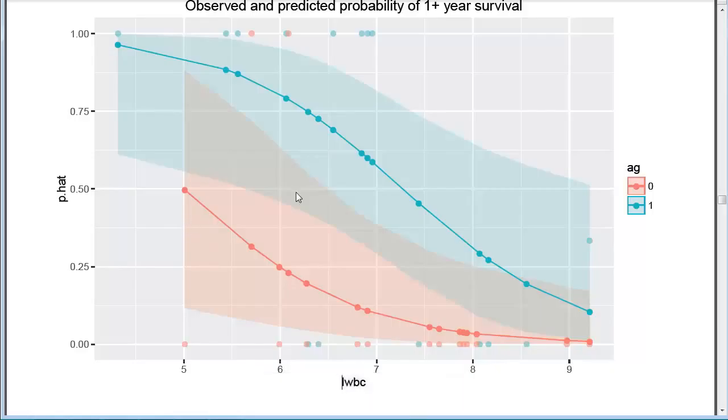And you can also see how wide this band is. We don't have that much data. We only have 33 observations or so. So for a person with, say, a log white blood cell count of 6, like this red person here, who's AG negative, their probability of survival at least 1 year goes from about 0.5 up to about 0.6 something. So there's a wide range of uncertainty.